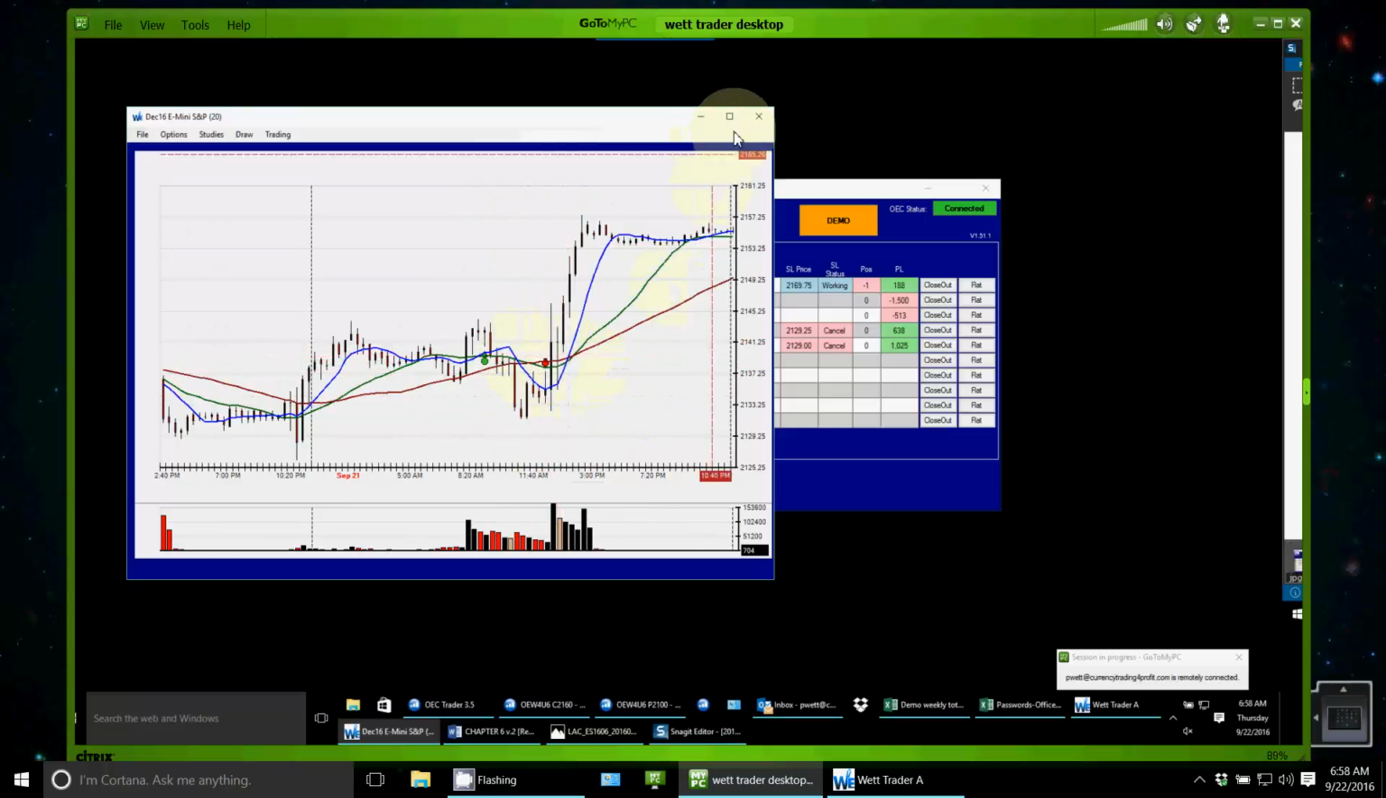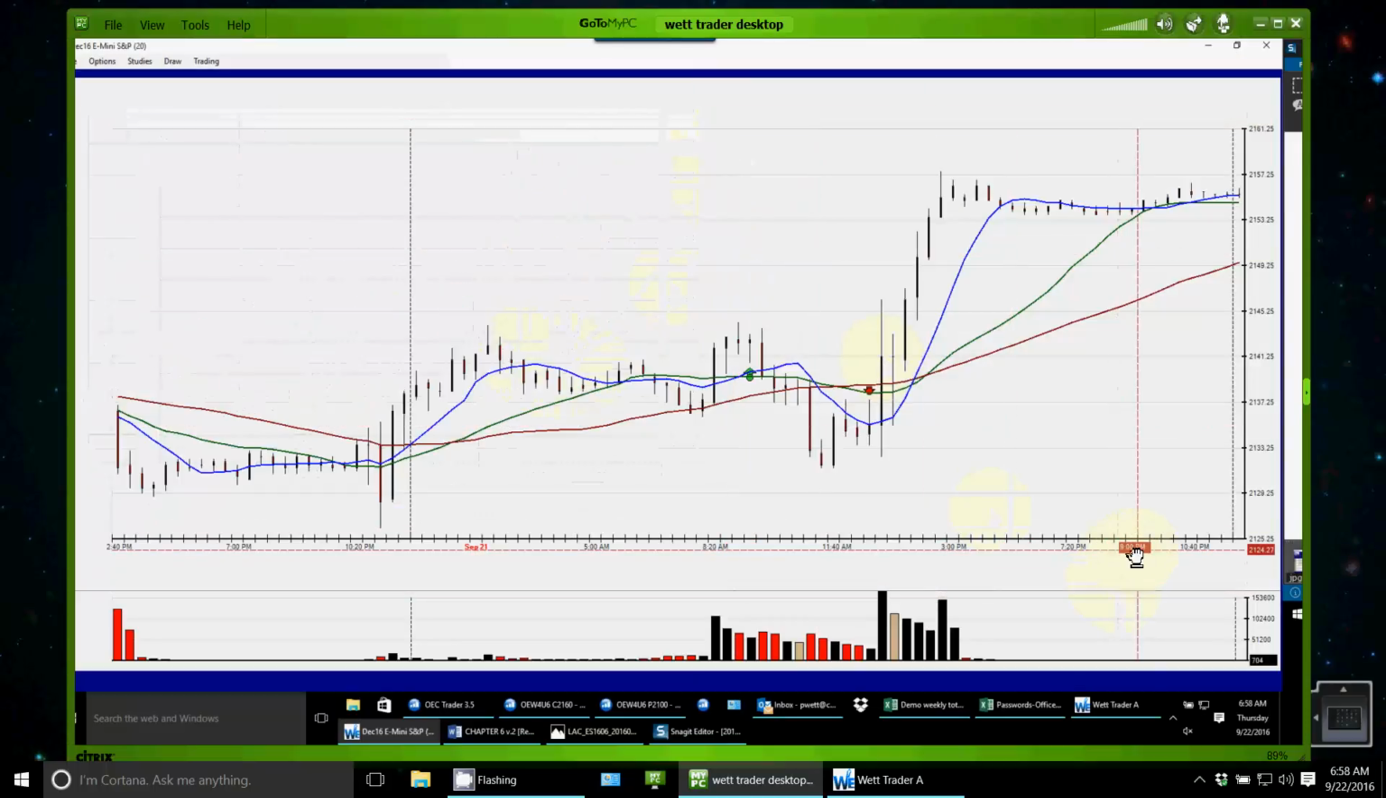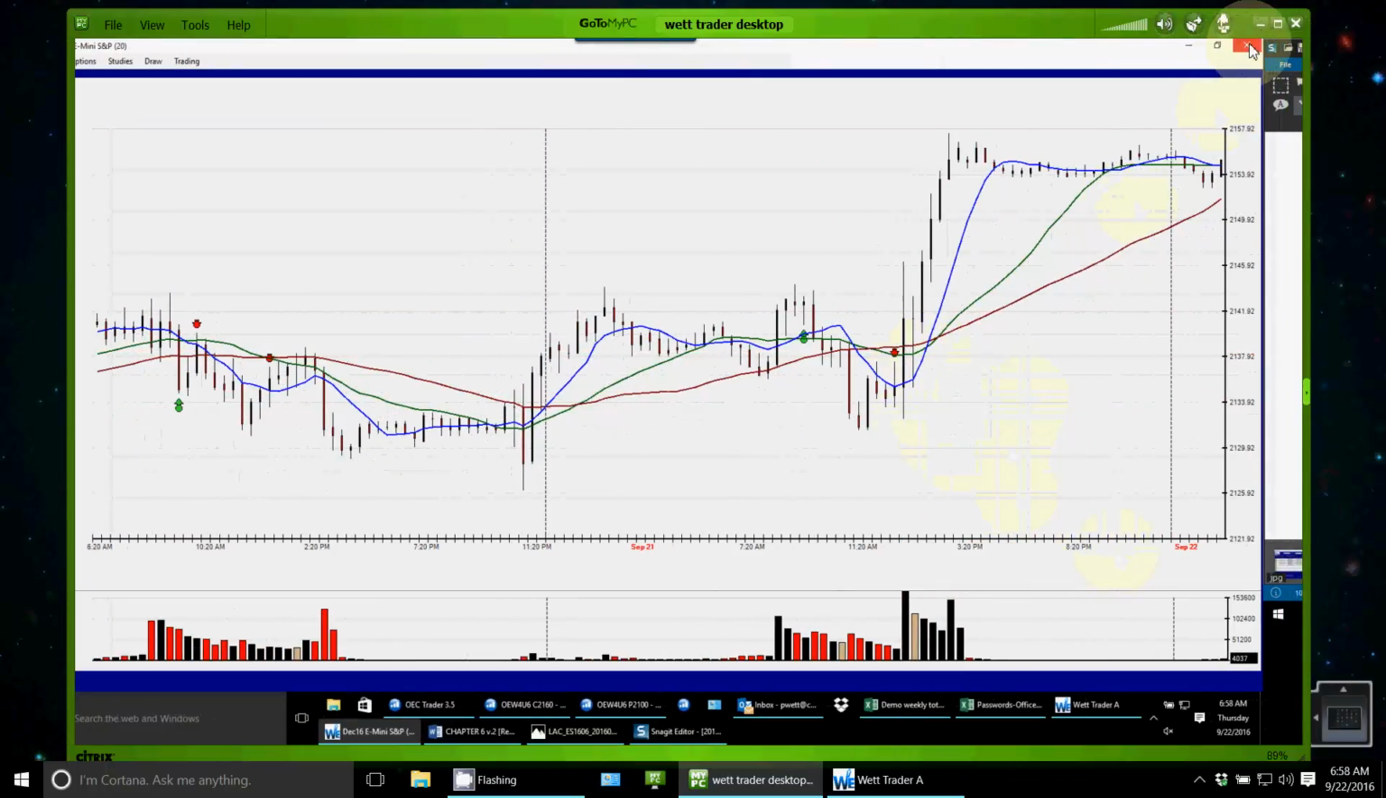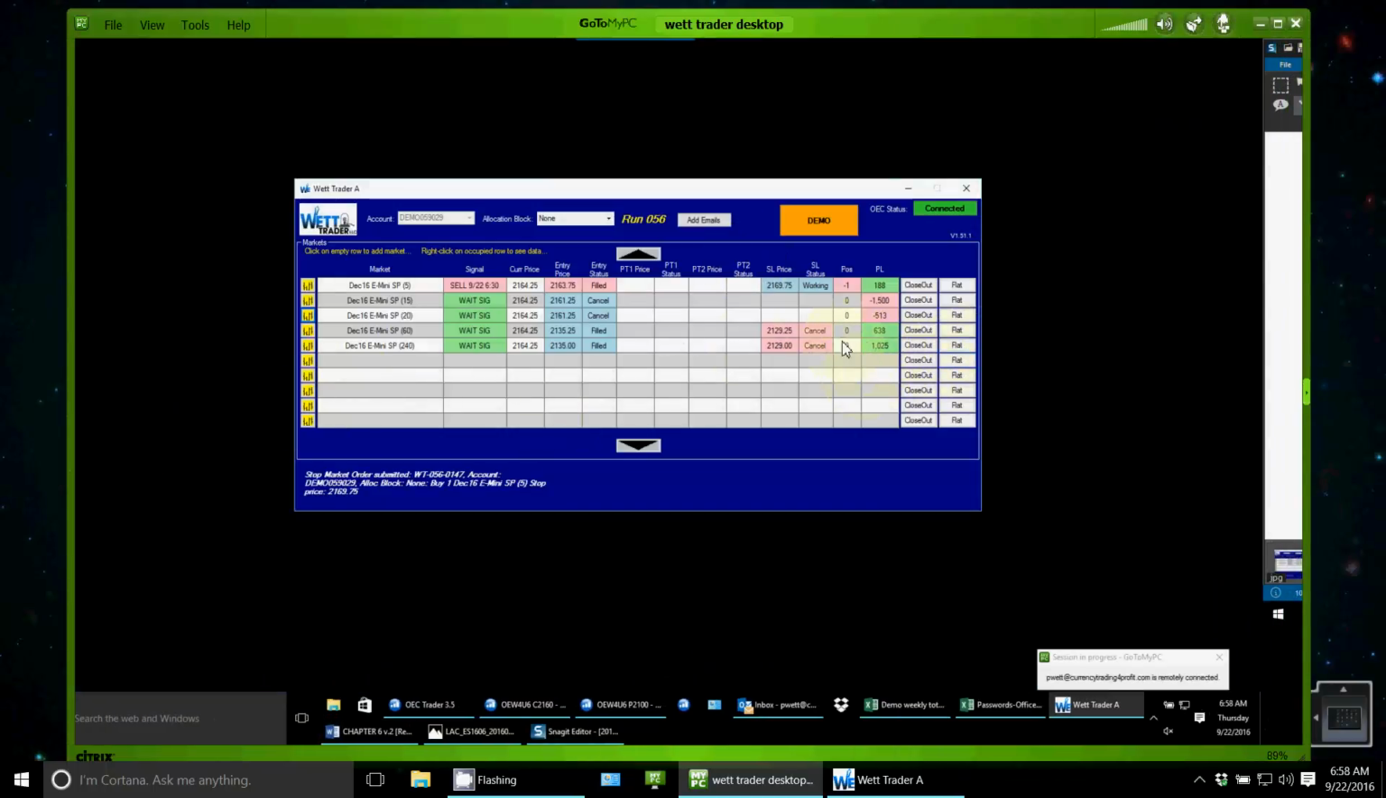This is what I teach you with the full course. When you see a pattern like that and you see a breakout like that, you can easily click off the trading action. That's simple. And what that does is it stops Wett Trader from looking for any trades. And you click it back on, right there, on. I still think the market's going to climb.